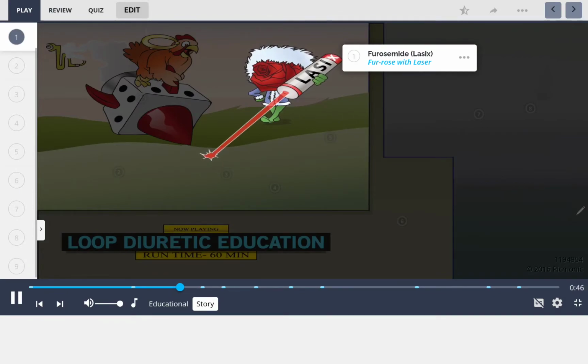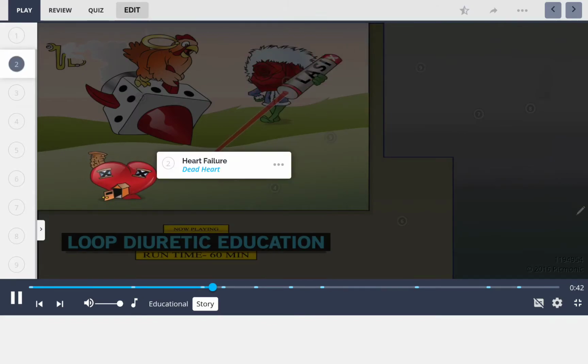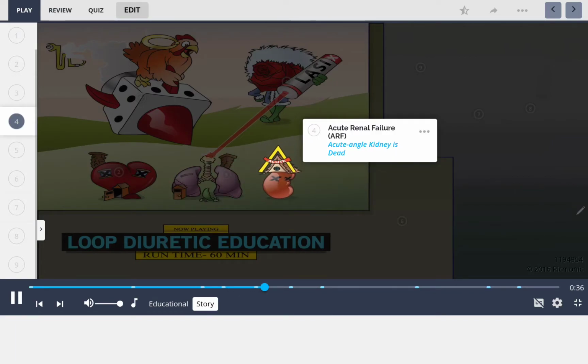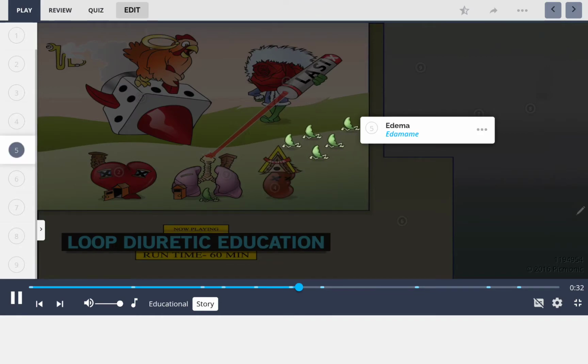Together with his laser, the hen and the rose save the day from an evil force destroying this town and killing heart homes. It was an invasion of edamame that came down for a long takeover, and they took out the kidney with an acute angle. Then, our furry and feathery heroes shoot these edamame down.